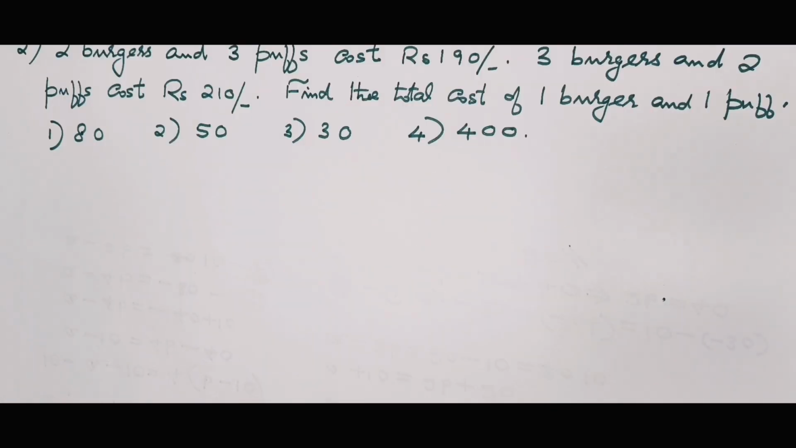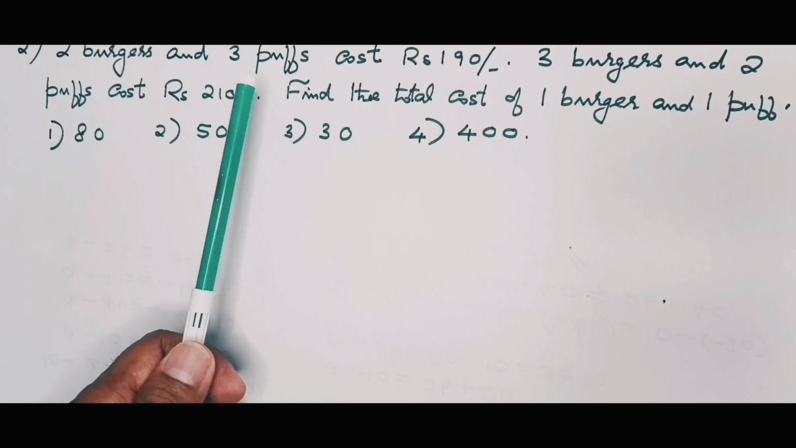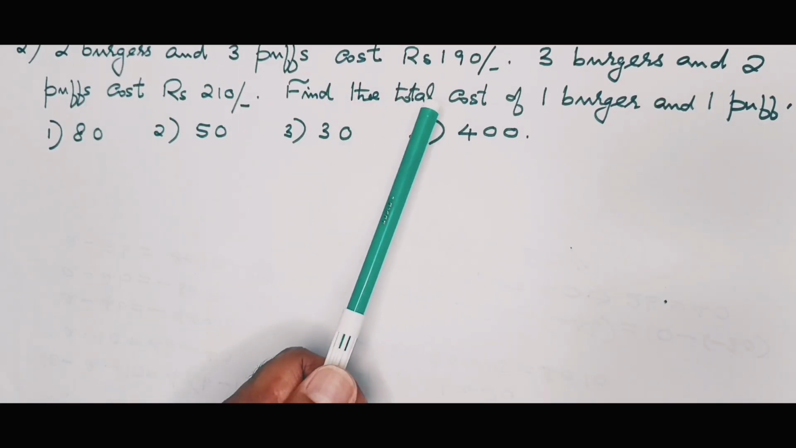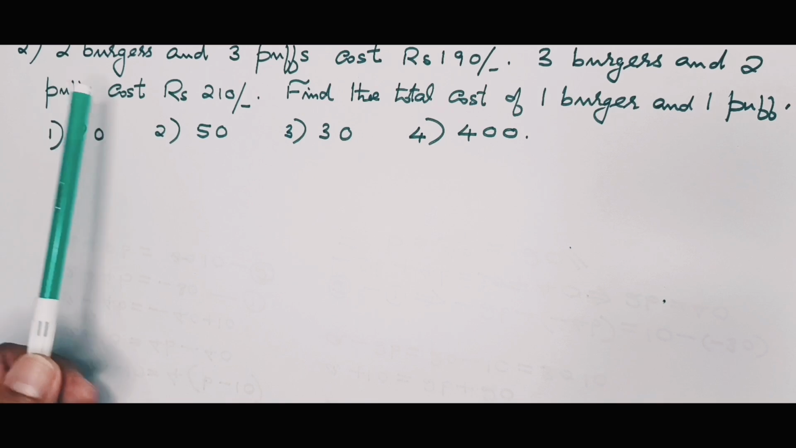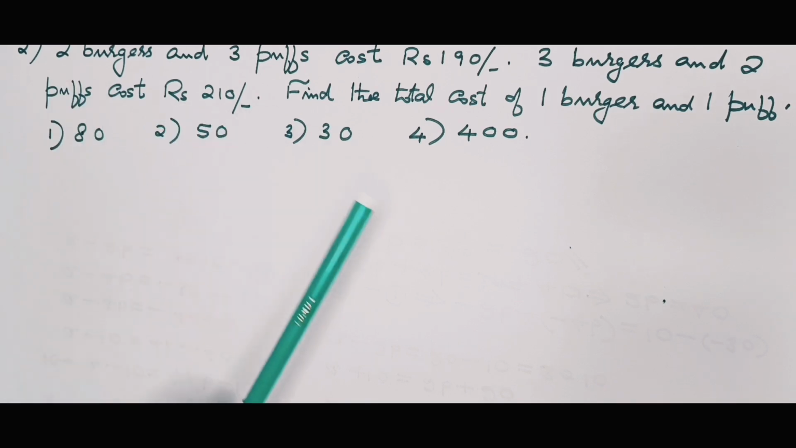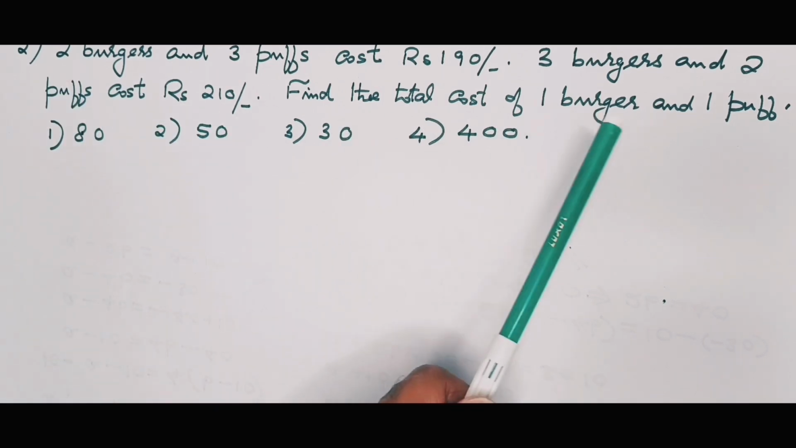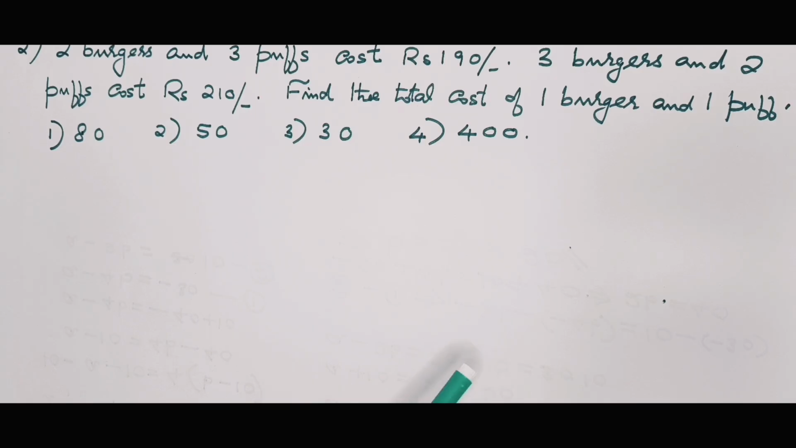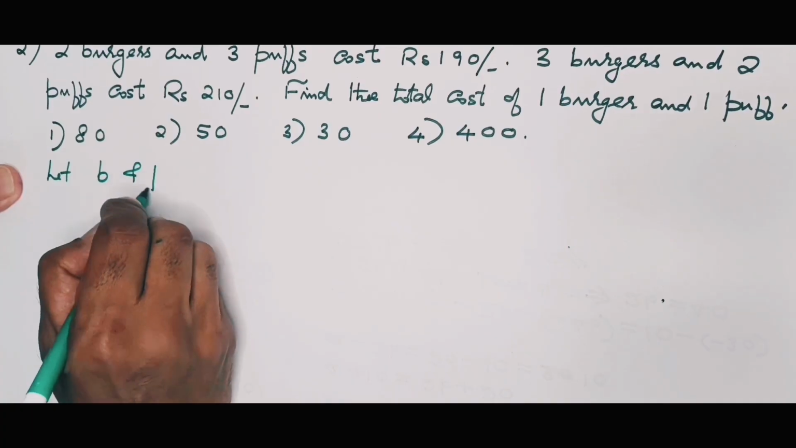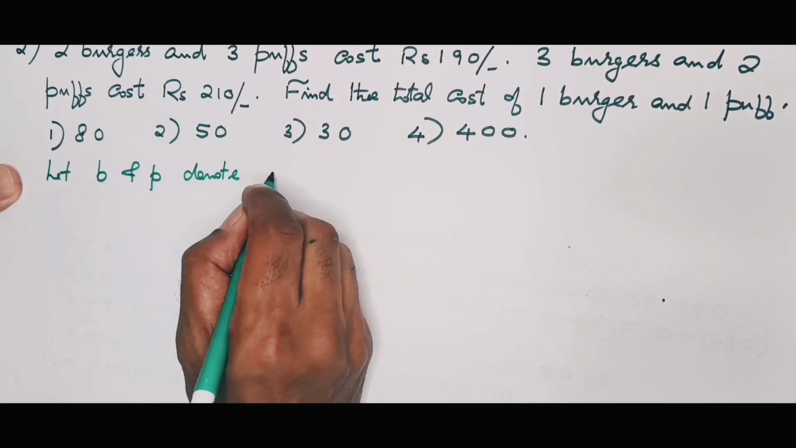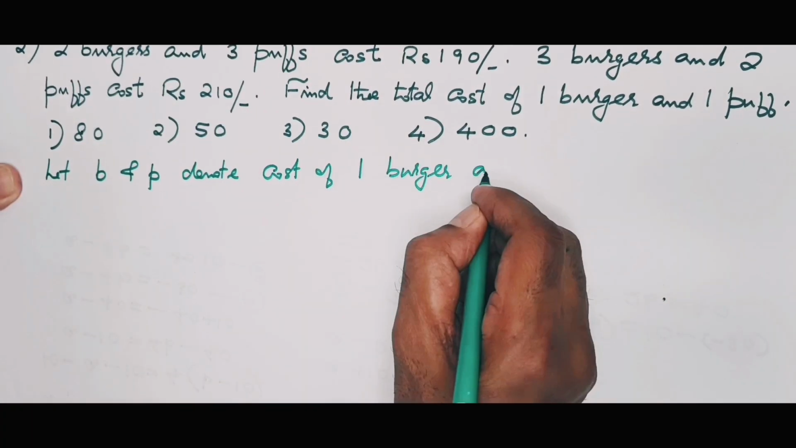Let's move to the next question. 2 burgers and 3 puffs cost rupees 190. 3 burgers and 2 puffs cost rupees 210. Find the total cost of 1 burger and 1 puff. There are 4 options given. Let B and P denote the cost of 1 burger and 1 puff.